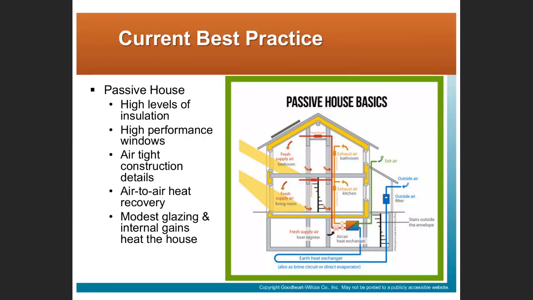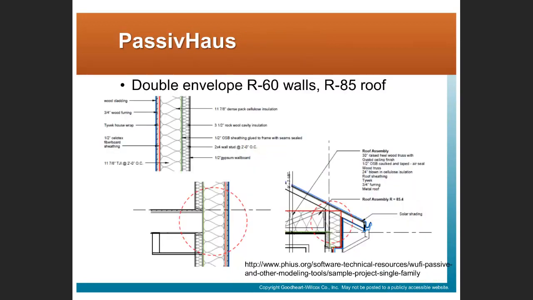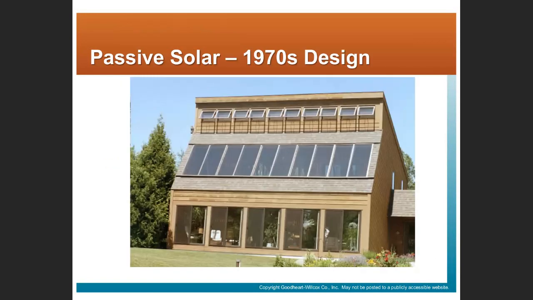Right, this is where our industry is going in terms of residential construction. Hopefully they're going in this direction. Right, again, here's some details. Right, our R60 walls, our R85 roof, right? Those are freaky high levels of performance. But again, this is what passive house is moving towards.